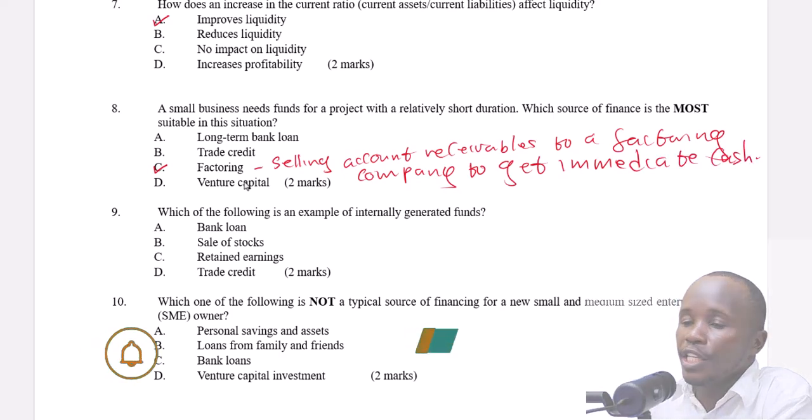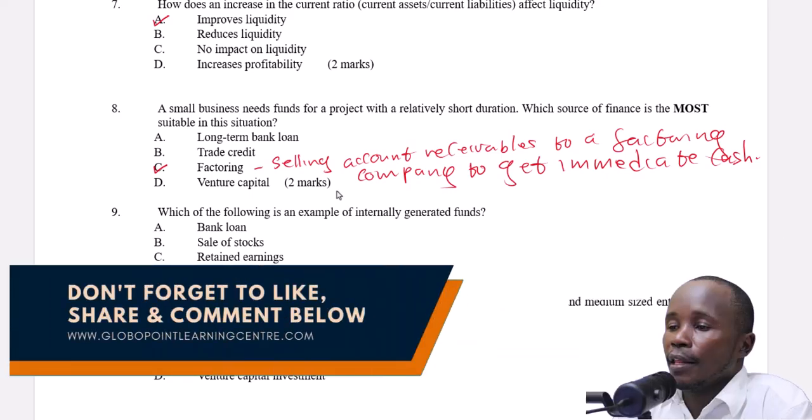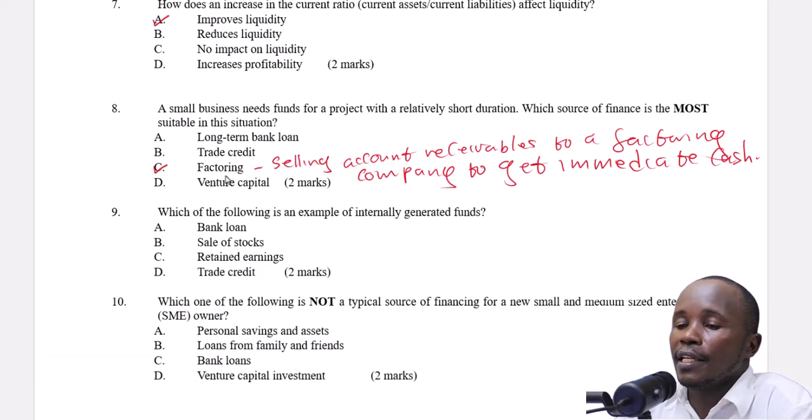You see, account receivables are funds that you expect to receive. If you have trade receivables, these are people who will pay you in the short run. Therefore, you can sell those trade receivables to a factoring company. When the trade debtors pay you, then you go and pay the company. So that is the way you can get short-term funds for a project that needs a relatively short duration.